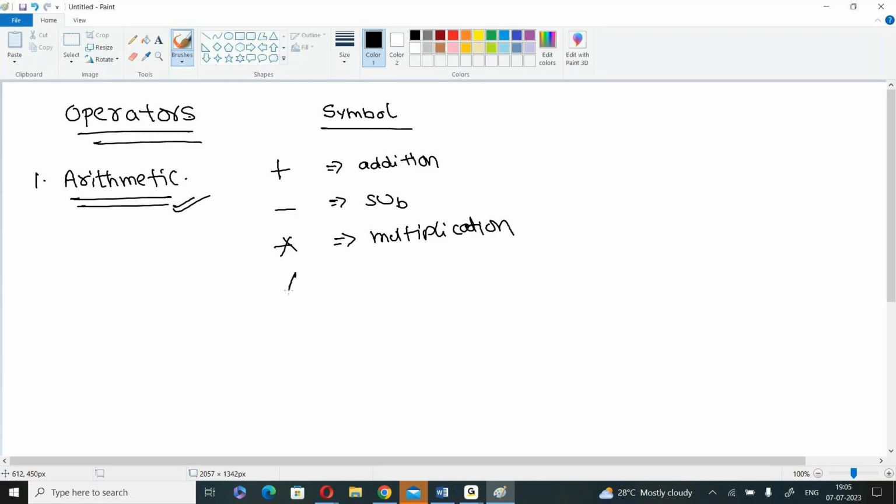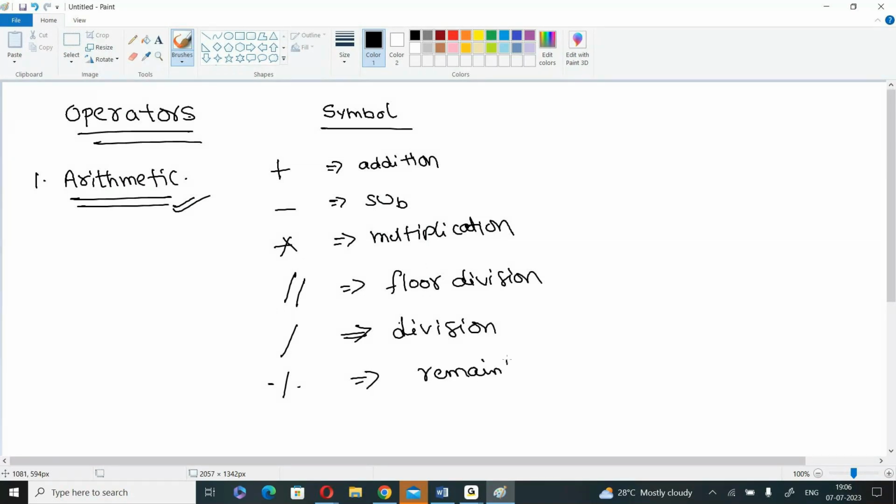Next, double slash represents floor division. Single slash represents just division. Percentage, this is also division. Anyway, I will explain each and every one. Finally, double star means power. What is the meaning of this one?